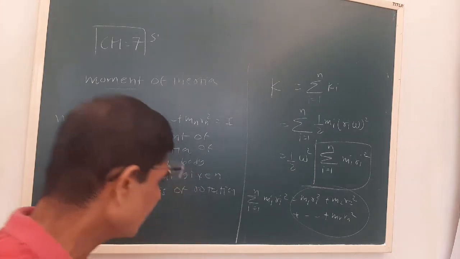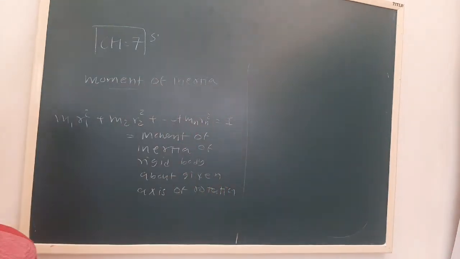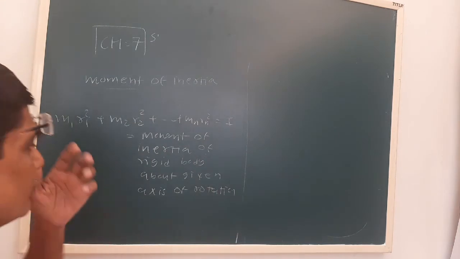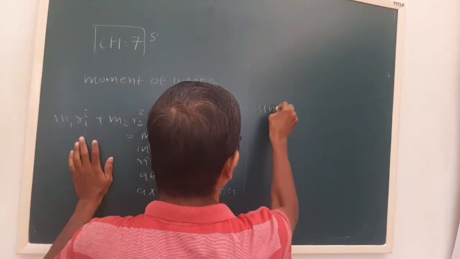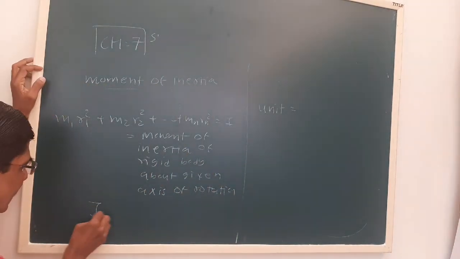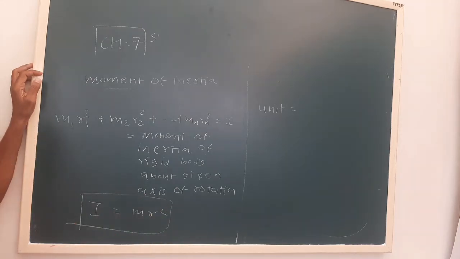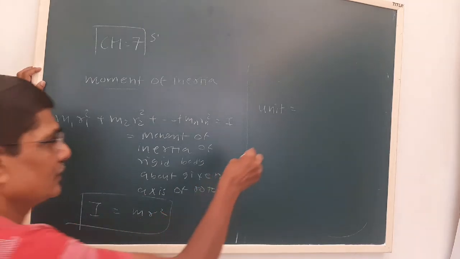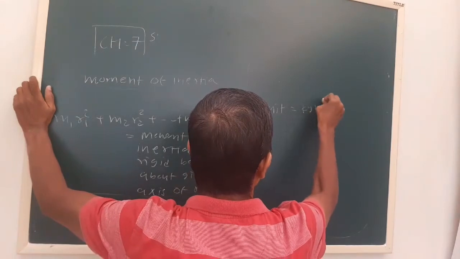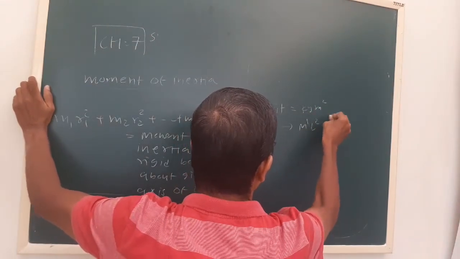Now see, the generalized formula is I is equal to mr square. That is the generalized formula. Mass is in kg and distance is in meter, so the unit will be kg meter square. See also the dimension formula.